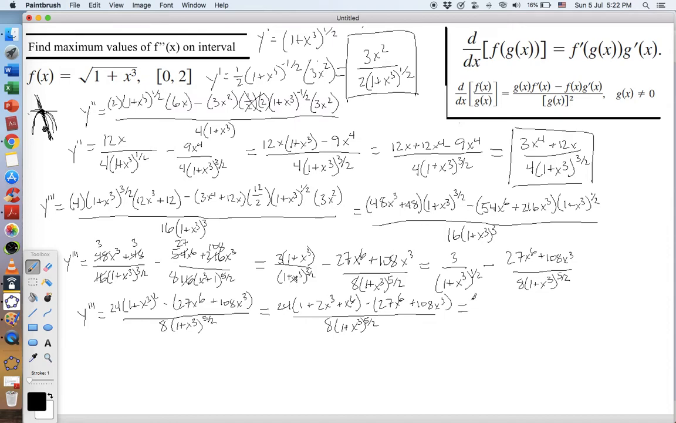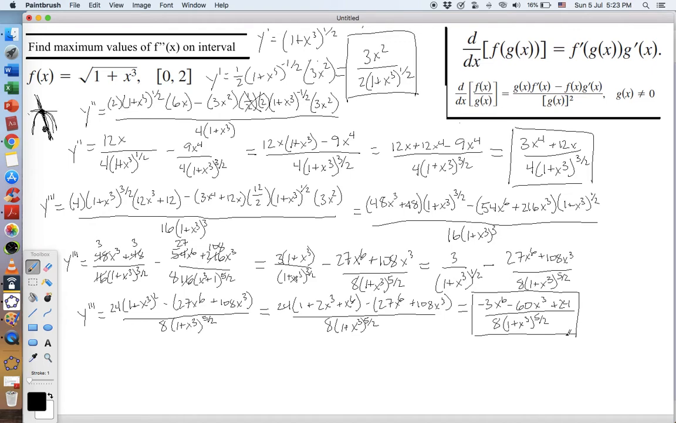And finally, we've got 24x to the 6th minus 27x to the 6th is equal to negative 3x to the 6th. Then we've got 48x cubed minus 108x cubed is equal to negative 60x cubed. And then we've got 24 as the lone constant up top, all over 8 times 1 plus x cubed raised to the power of 5 halves. All right, so that is our third derivative there.